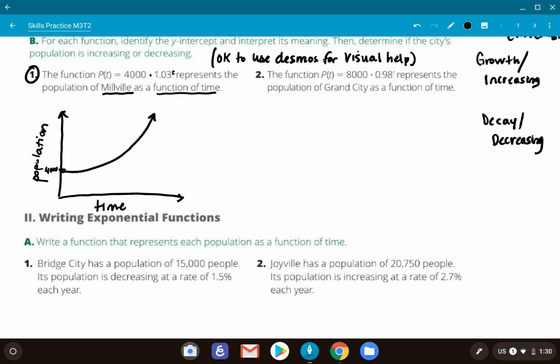So we need to answer the question, what's the y-intercept? That's 4,000. And notice that it's this a value in my exponential function. If you remember from previous models, exponential, your a value is your y-intercept. Okay, so our y-intercept is 4,000, so that's the starting population.